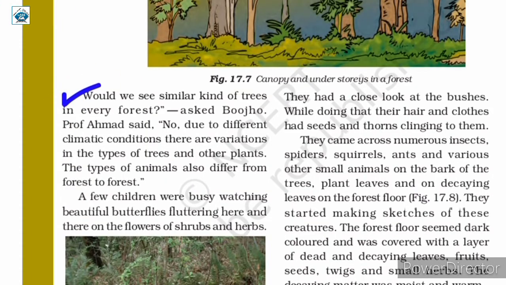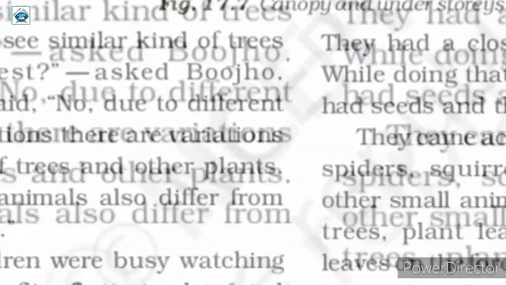Would we see similar kinds of trees in every forest? Asked Bujo. Professor Ahmed said no. Due to different climatic conditions, there are variations in the type of trees and other plants. The types of animals also differ from forest to forest.